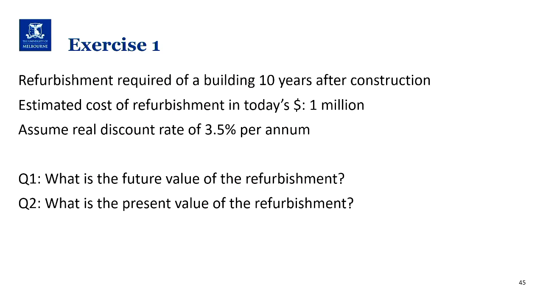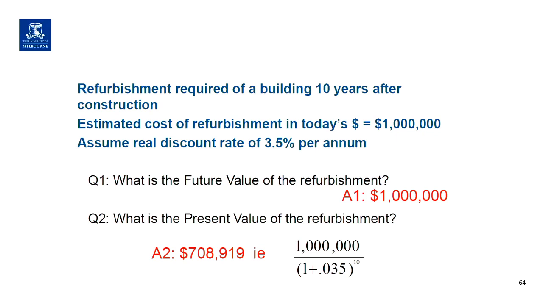So please go, this is one exercise. This is the refurbishment required of a building 10 years after construction. Then you have an estimated cost of refurbishment in today's dollars of 1 million. And then you have a real discount rate of 3.5 per annum. So what is the future value of the refurbishment and what is the present value of the refurbishment?